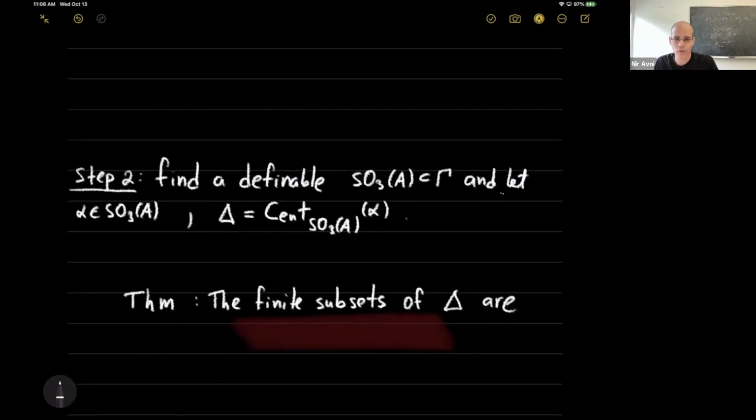First of all, we go to a three-dimensional case, to a copy of SO3. It's not so important. And now we actually pass to a torus, the centralizer of some semisimple element there. And the crucial thing is that the finite subsets of delta are definable, in fact, uniformly.